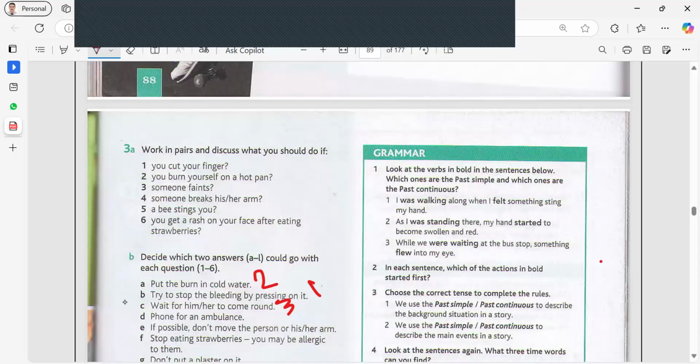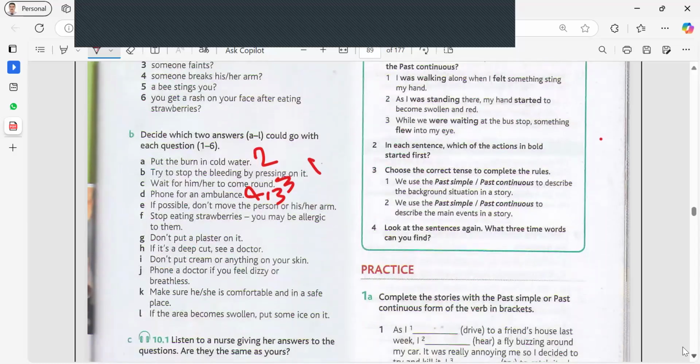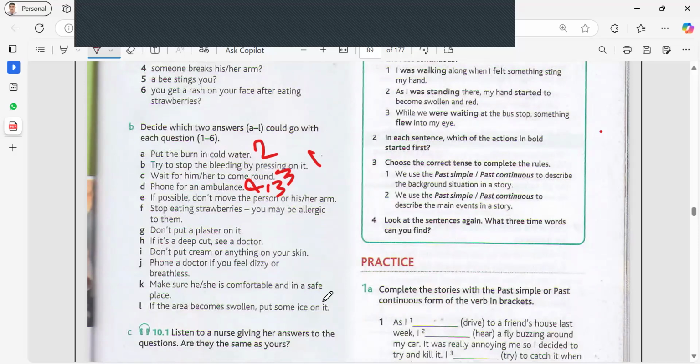Okay. Phone for an ambulance. Which one? Someone breaks her arm, maybe. Someone fainted, maybe. Right. If possible, don't move the person or his arm. Don't move the person. Don't move his arm.